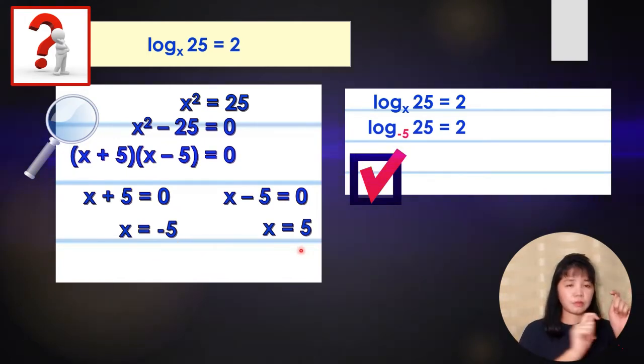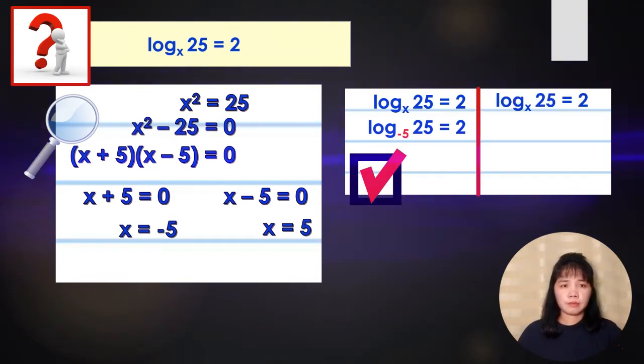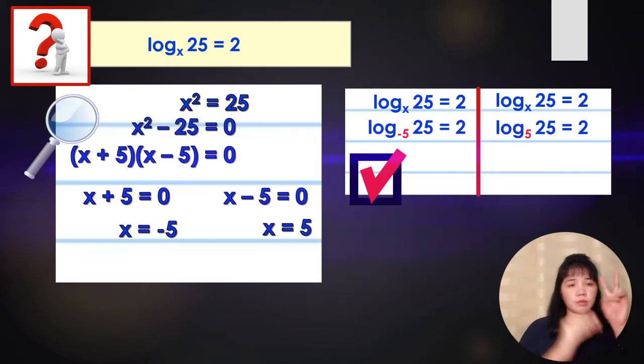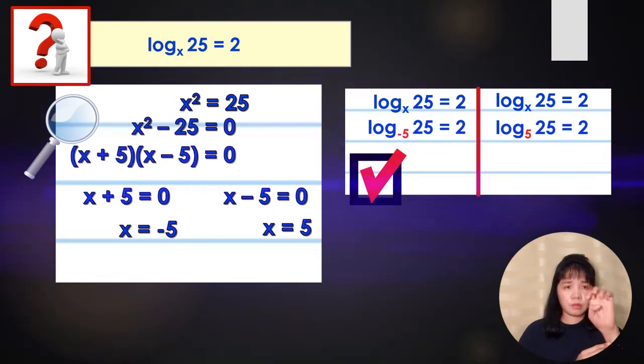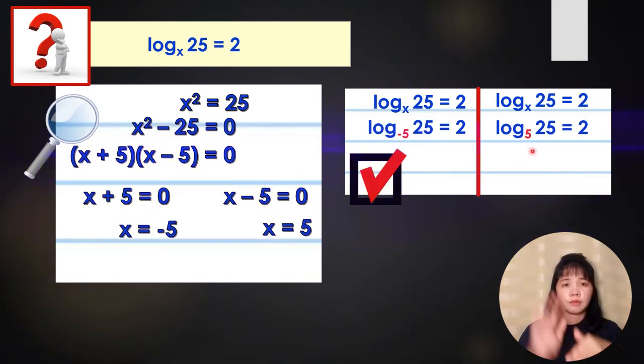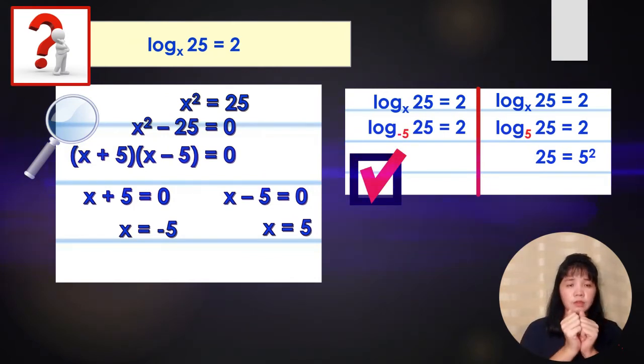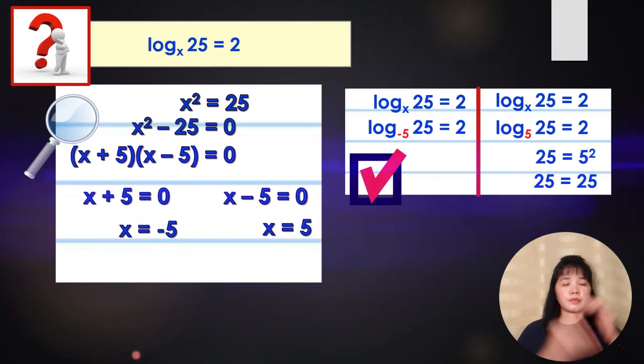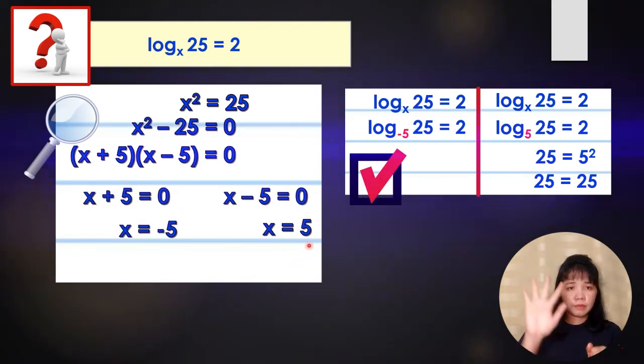Let's try positive 5. Again, this is the given: the logarithm of 25 to the base x is equal to 2. Substituting positive 5 on x, we will have the logarithm of 25 to the base 5 is equal to 2. Rewriting this in exponential form, 5 here is the base, 2 here will serve as our exponent. Therefore, 25 is equal to 5 squared, and we all know that 5 squared is equal to 25. So both sides of the given equation are equal. Therefore, we can say that 5 is the solution.